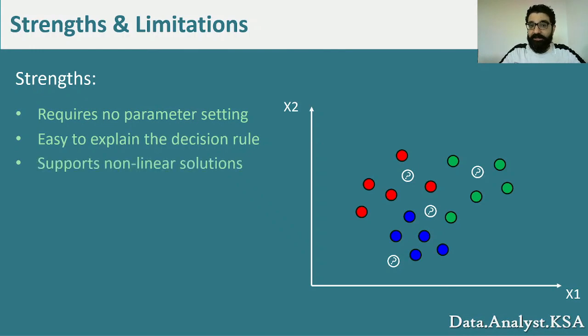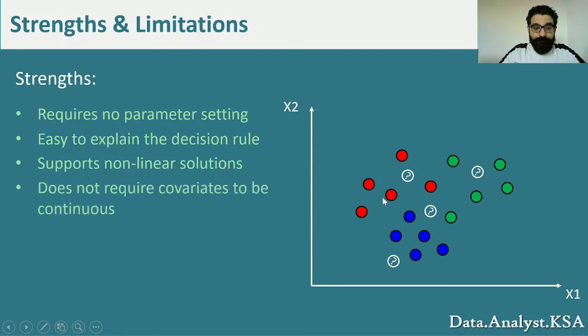It supports nonlinear solutions. So really, the solution is not a linear decision boundary that's separating the data, like, for example, LDA or SVM. If you draw a decision boundary, it could be as wiggly as it can be, because it's just looking at the closest points to that new observation. So the solution is nonlinear.